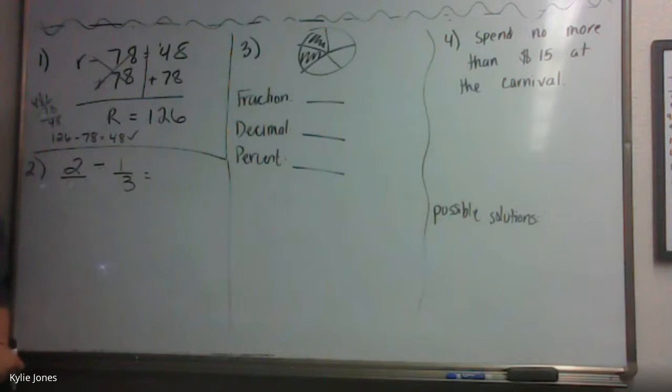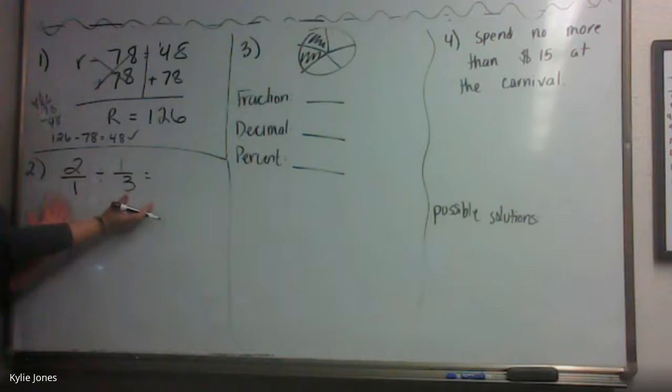Okay. Number 2, we have 2 divided by 1/3. Before I do this, what do I have to do with this 2? That's a big deal. Make it a fraction. How do I do that? Let's put a 1 under it. Good. Put a 1 underneath it. So now we have 2 over 1 divided by 1/3.